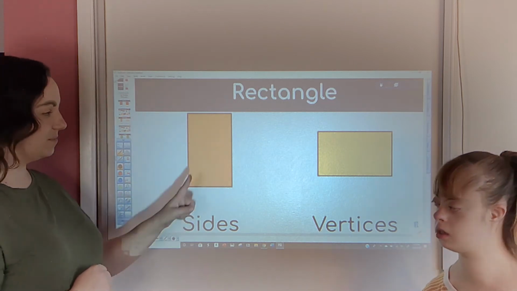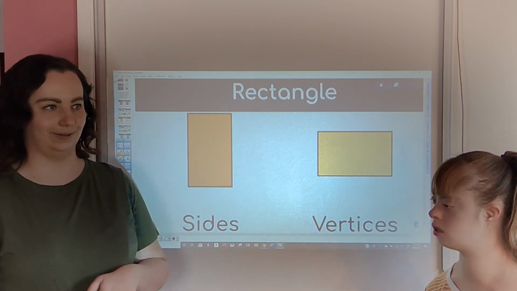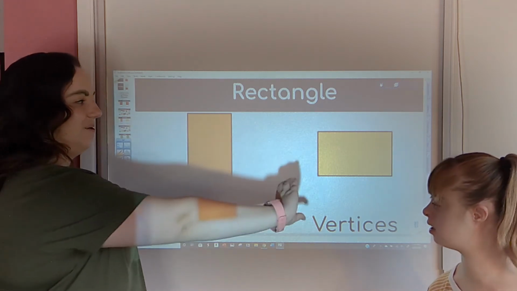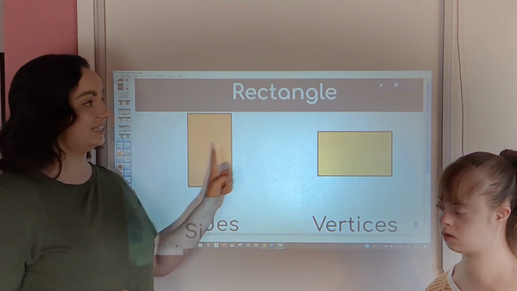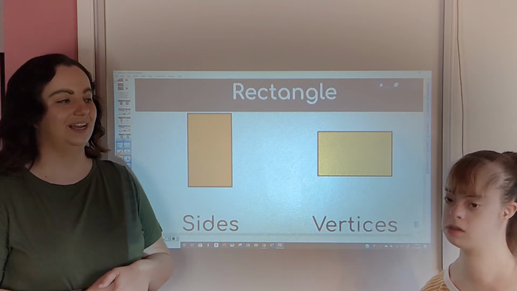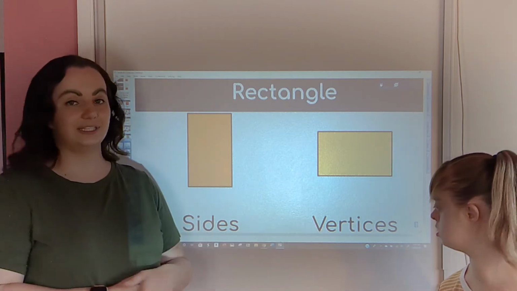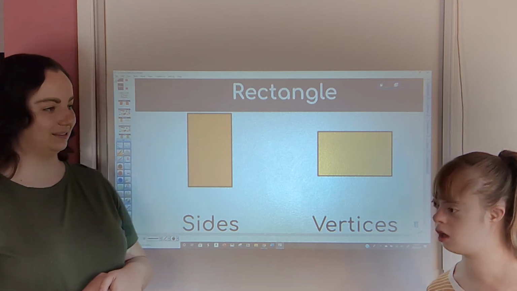Now, look up here. Here are some examples of rectangles. Yes, even though it might be turned, they're still both rectangles, okay? Let's go ahead and see how many sides and vertices a rectangle has.